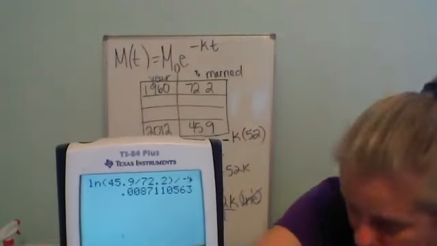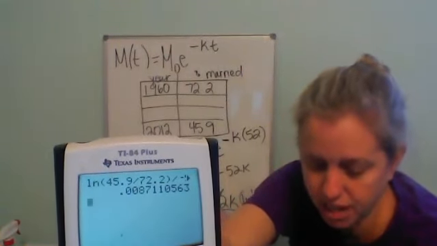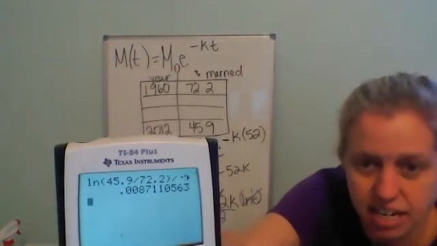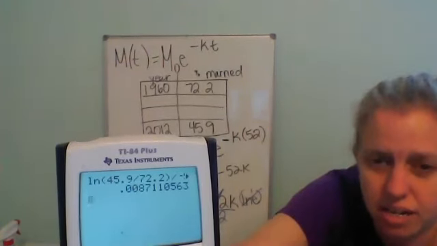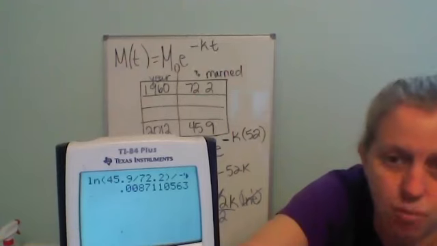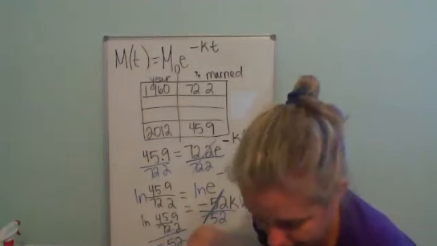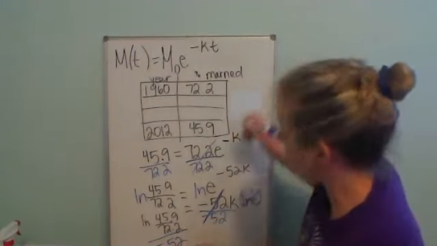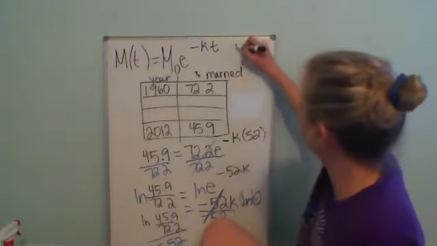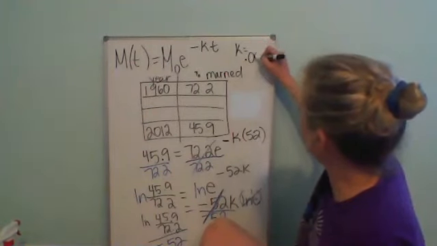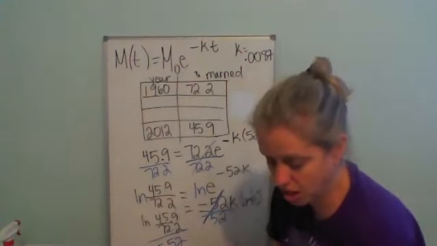There's your rate. How does it want that answer written? Round to 4 decimal places as needed. So I need 4 places after the decimal. 0.00871. The 1 makes the 7 not round up. So 0.0087 would be your K. So now I know that K is 0.0087. I'm going to use that in further parts of this problem.